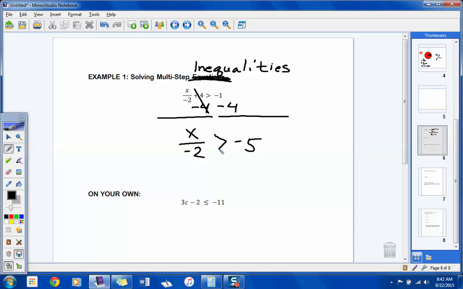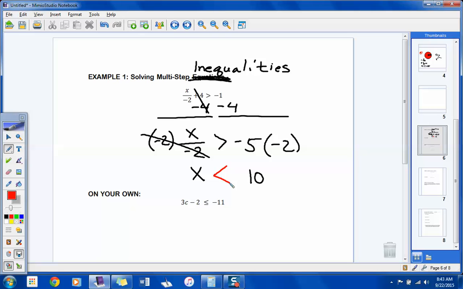What do you want to do here, Jacob? X over negative 2 by negative 2, so both sides times negative 2. And the negative 2 on the left side cross out, so x is less than 10. Why'd you go from greater than to less than? Because we multiplied by a negative. So in the process of solving that, we multiply by a negative. Our solution here, x less than 10.